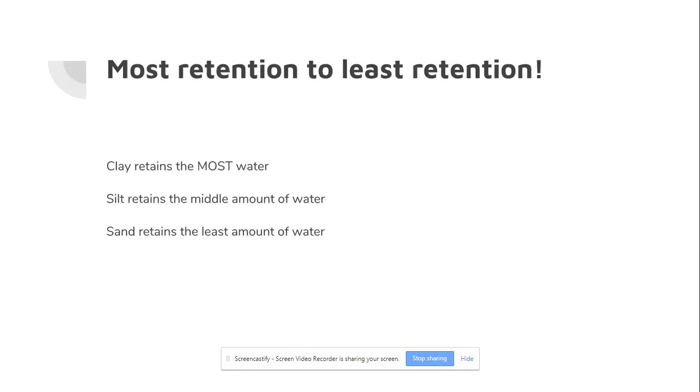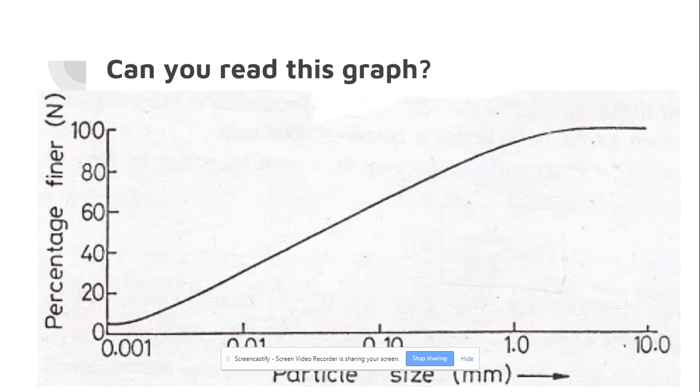Okay, so if you truly didn't cheat and you thought about it, hopefully you saw that clay holds on to the most water. There was the least amount of water coming out of it. Silt was in the middle. A little bit of water came out, but still there was some retained, and sand didn't retain any water. 5 droplets went in, 5 droplets came out. No water was retained at all.